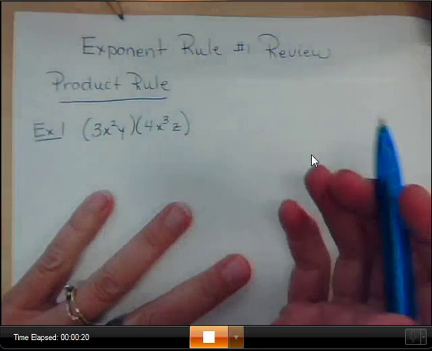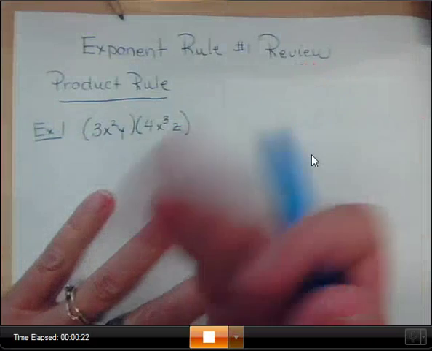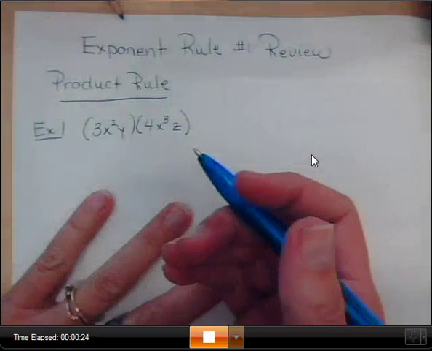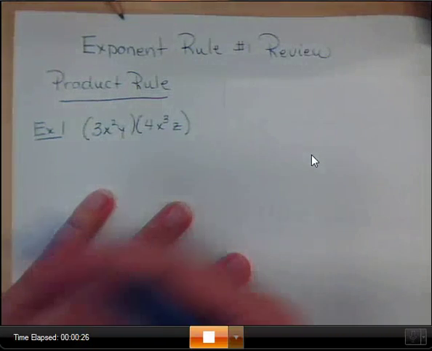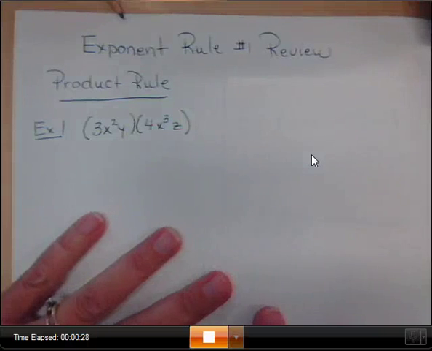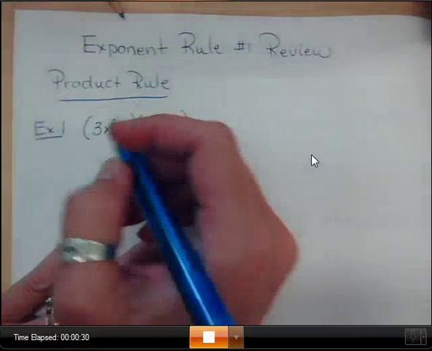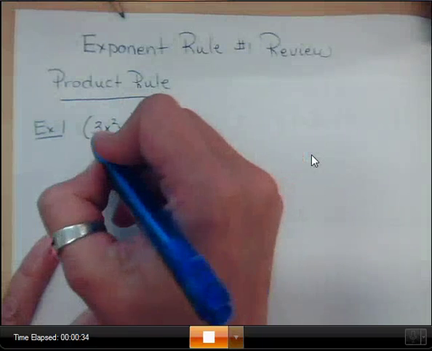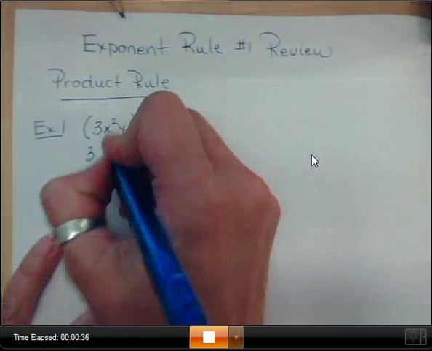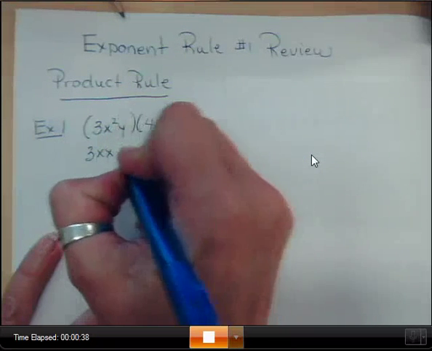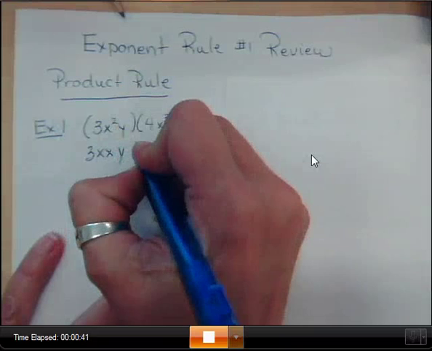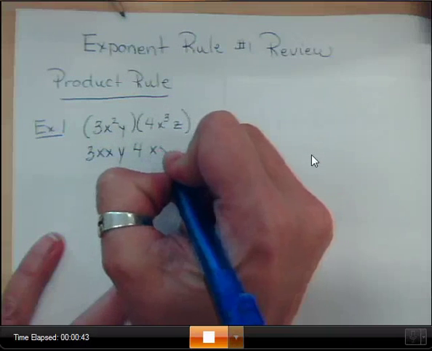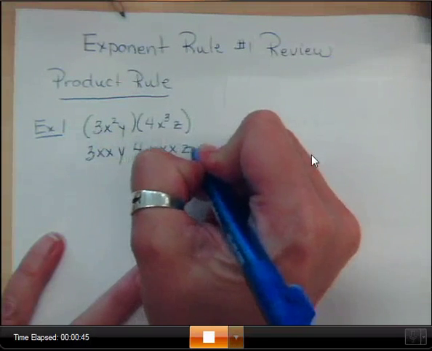So there is a rule, but the problem is that most of the time people don't remember the rules. So we're going to look at a way that you can always do it regardless of whether you remember the rule or not. So the first thing we're going to do, just like when we did radicals, we're going to break it down. And so we have 3, we have 2 x's and a y, and we have 4, and we have 3 x's and a z.